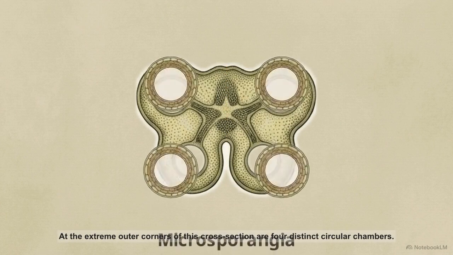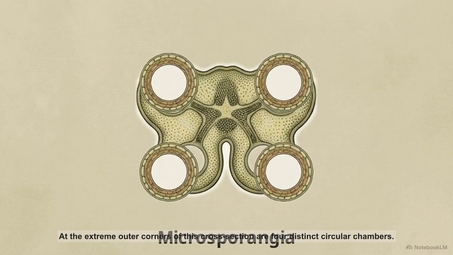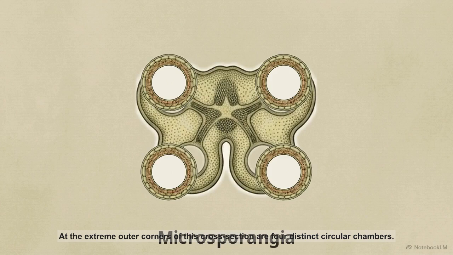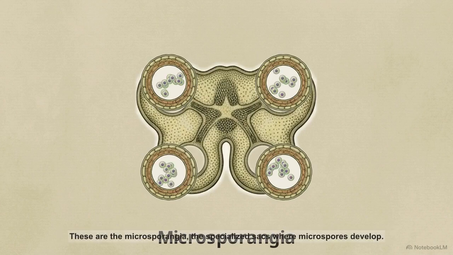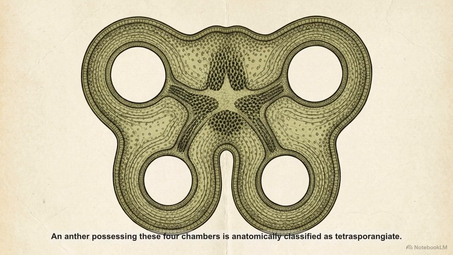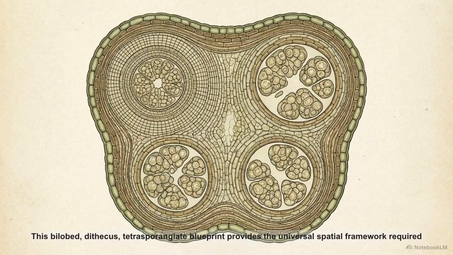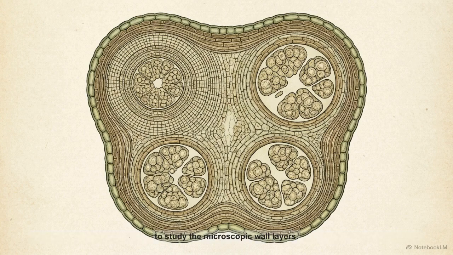At the extreme outer corners of this cross-section are four distinct circular chambers. These are the microsporangia, the specialized sacs where microspores develop. An anther possessing these four chambers is anatomically classified as tetrasporangiate. This bilobed, dithecous, tetrasporangiate blueprint provides the universal spatial framework required to study the microscopic wall layers.